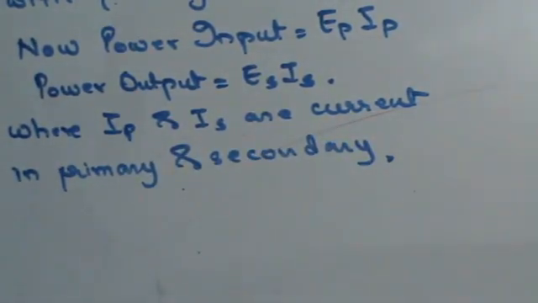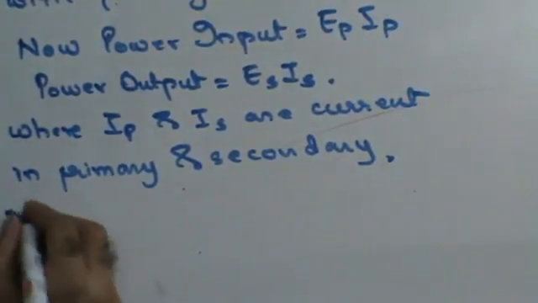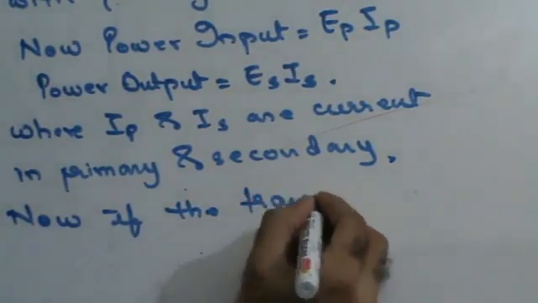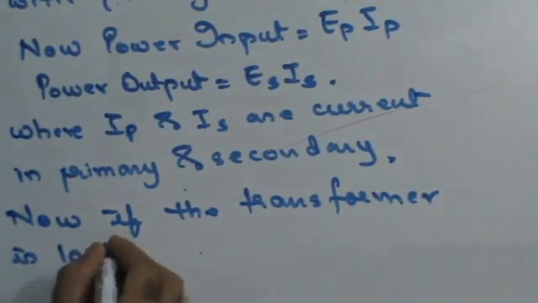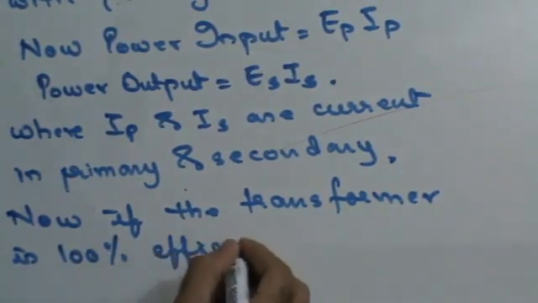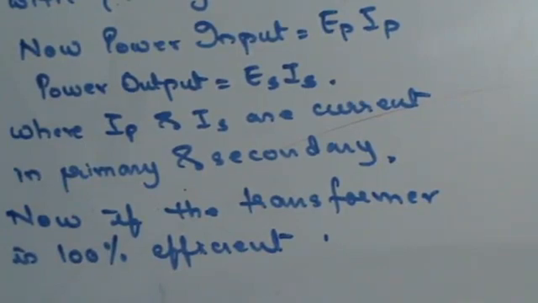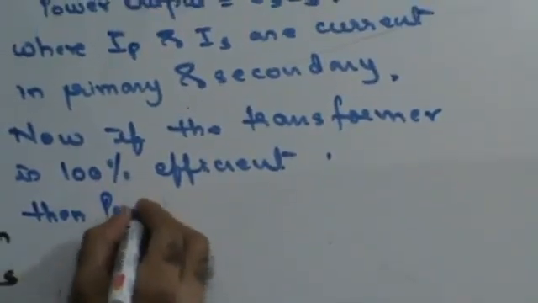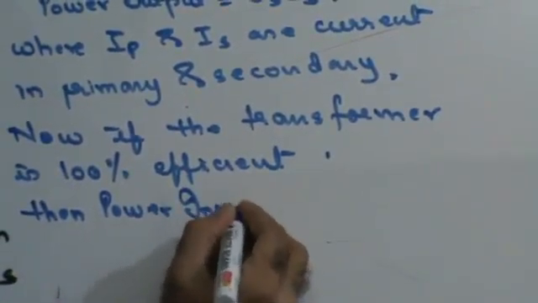Once I have the power output, I can assume the transformer to be 100% efficient. If it is 100% efficient, meaning whatever power is supplied to the input, the same power is obtained at the output, then power input should be equal to power output.